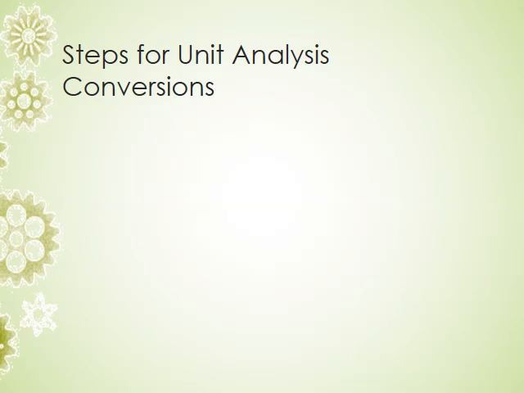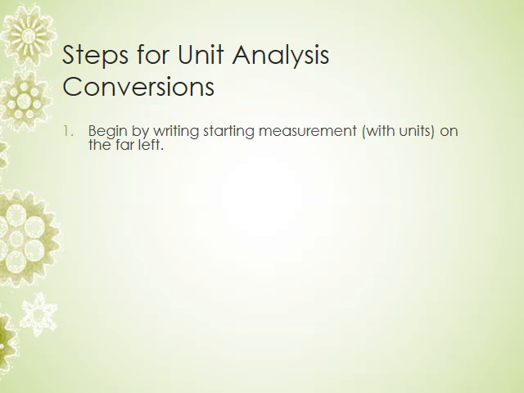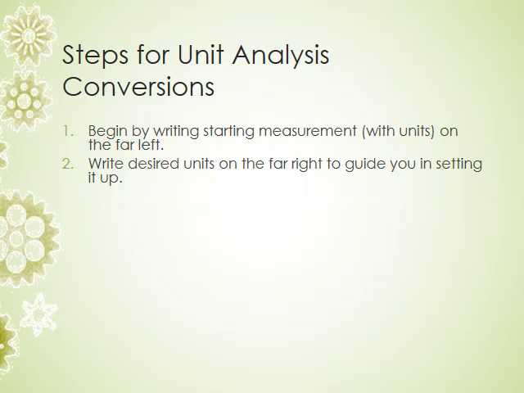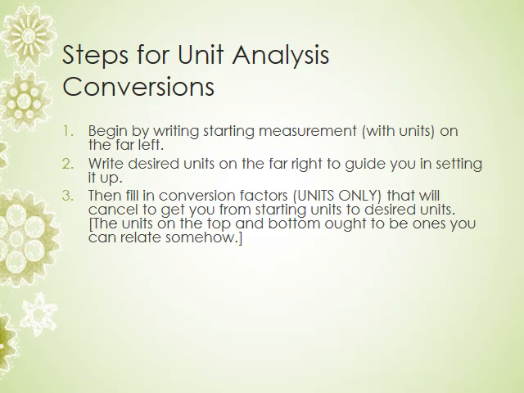The general steps for dimensional analysis conversion, or unit analysis conversion, is that we begin by writing the starting measurement with units on the far left. Then we're going to write the desired units, the ones we're trying to convert to, on the far right, and that's going to guide us in setting it up. Then we're going to write conversion factors.